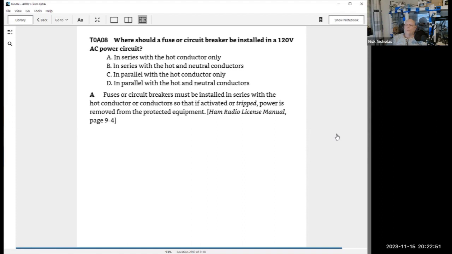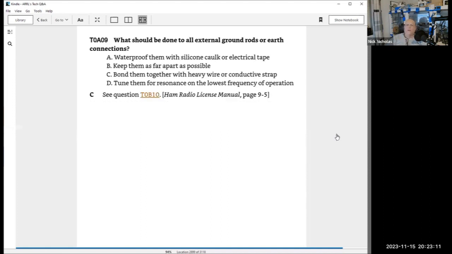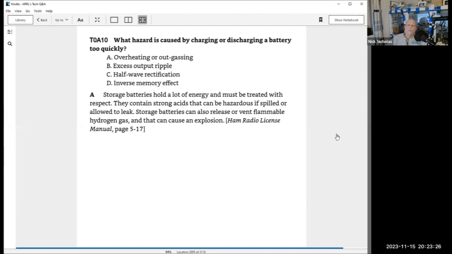Where should a fuse or circuit breaker be installed on a 120-volt AC power circuit? It should be used in series with the hot, okay? So the answer is A, only in series with the hot. Do not fuse the neutral. What should be done to all external ground rods or earth connections? C, they should all be bonded together with heavy gauge wire or conductive strap. Generally, the National Electrical Code calls for 6 gauge or greater, AWG 6 or greater.